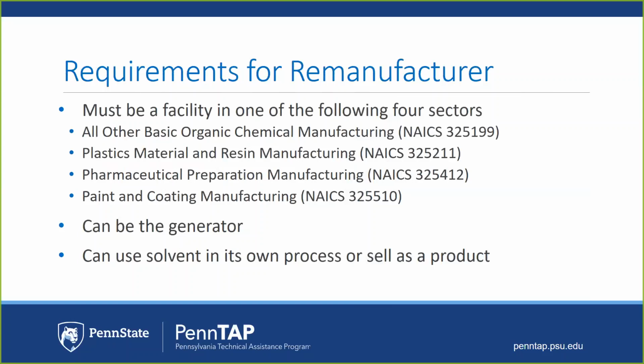The exclusion also entails requirements for the remanufacturer. The remanufacturer must also be a facility in one of the 4 allowed sectors for the generator. The remanufacturer can be the generator and can use the remanufactured solvent in its own process or sell it as a product.